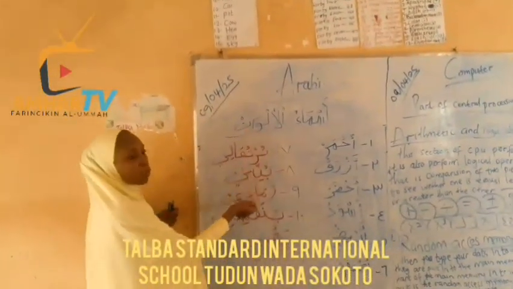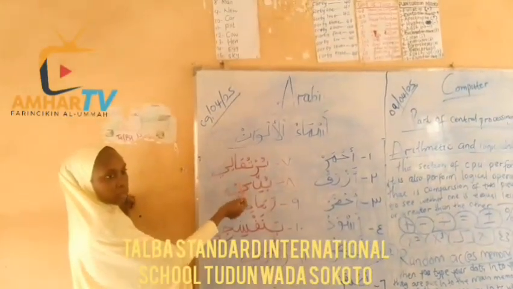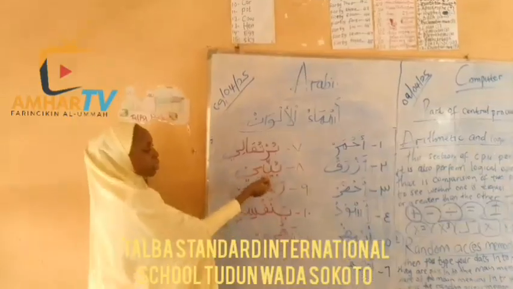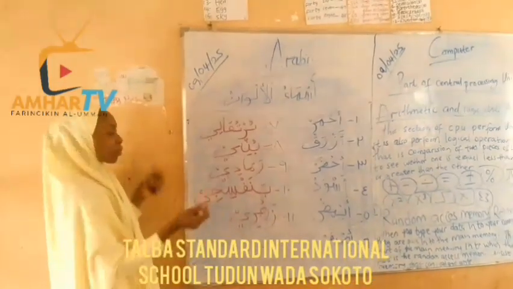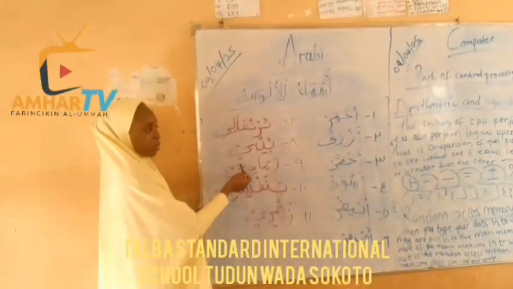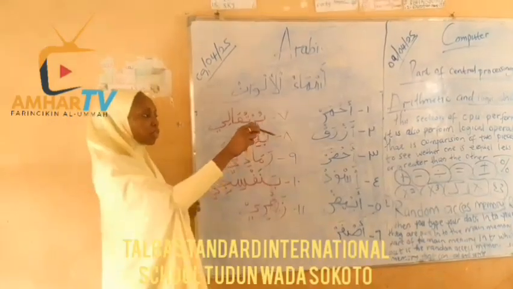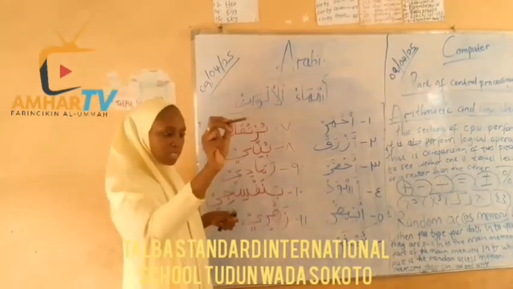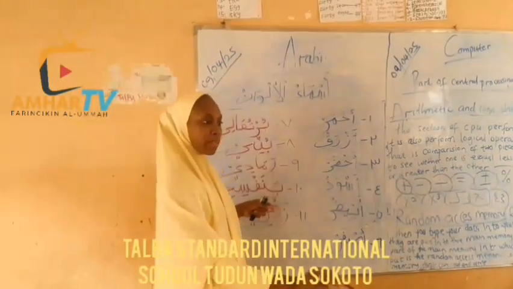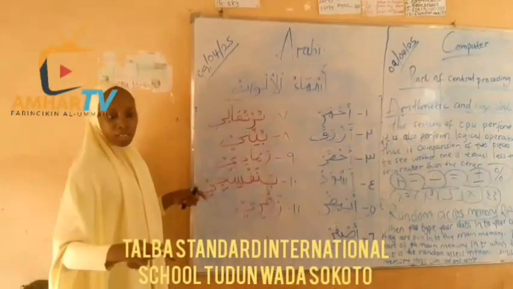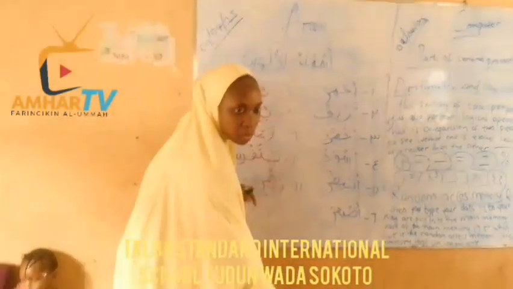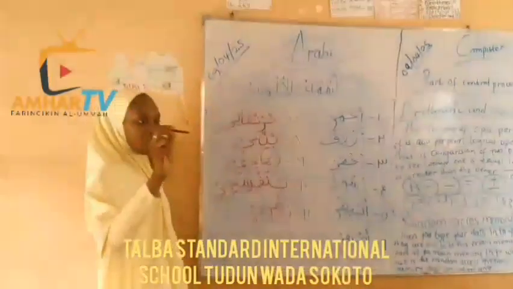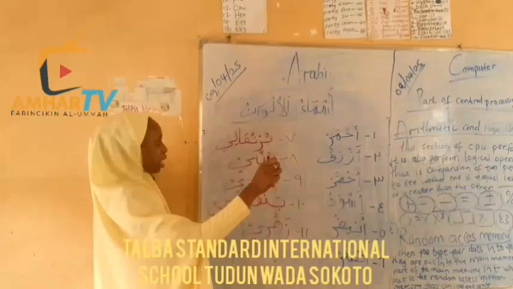Number 8. Bunni. Brown color. This is a brown color. Who can show me brown color in this class? Bunni. This is a brown color. Go. Brown color. In Hausa, ruwan kasa.